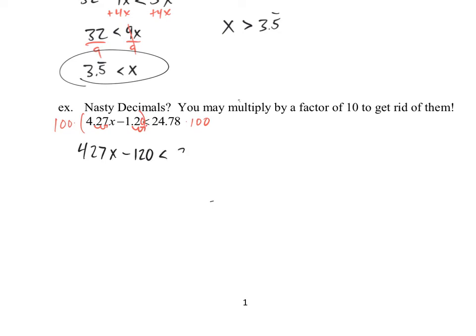Is less than 2,478. Now you don't have the decimals, but you're working with bigger numbers, which is kind of a pain just in a different way. But you guys okay on solving that one? Should we work through it to the end, or are you good?